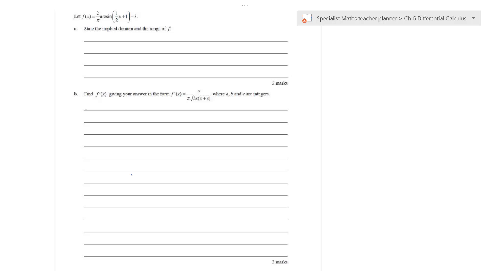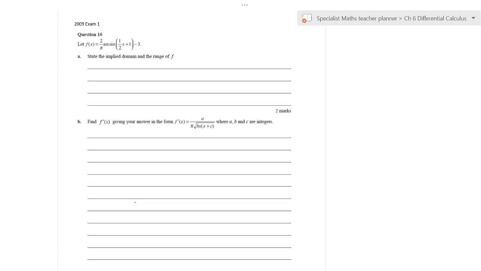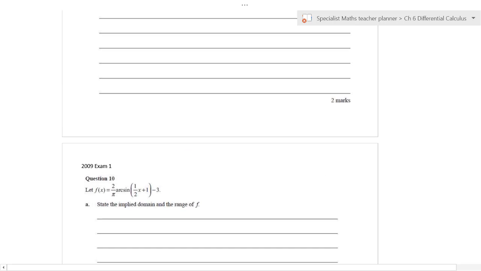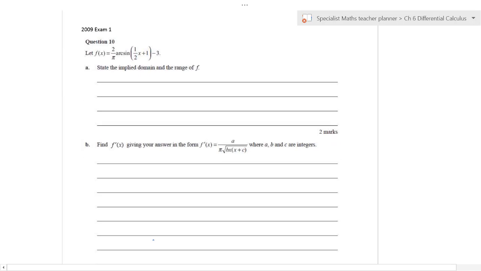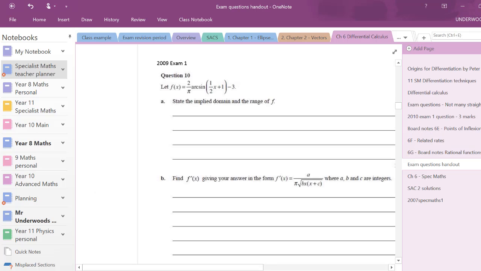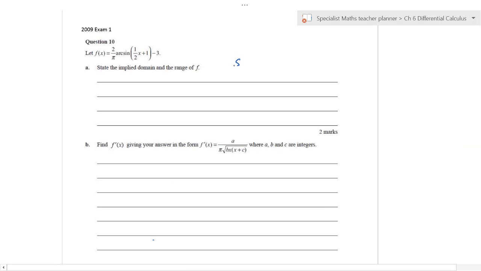Whenever you have these things, use the chain rule. In the exam, do not skip steps. Trust me, if you don't skip steps, you will not make the mistake, I promise you. First of all, it's asking us to find the implied domain and range. I'm going straight from the formula sheet, and it tells me that for inverse sine, the domain is -1 to 1.